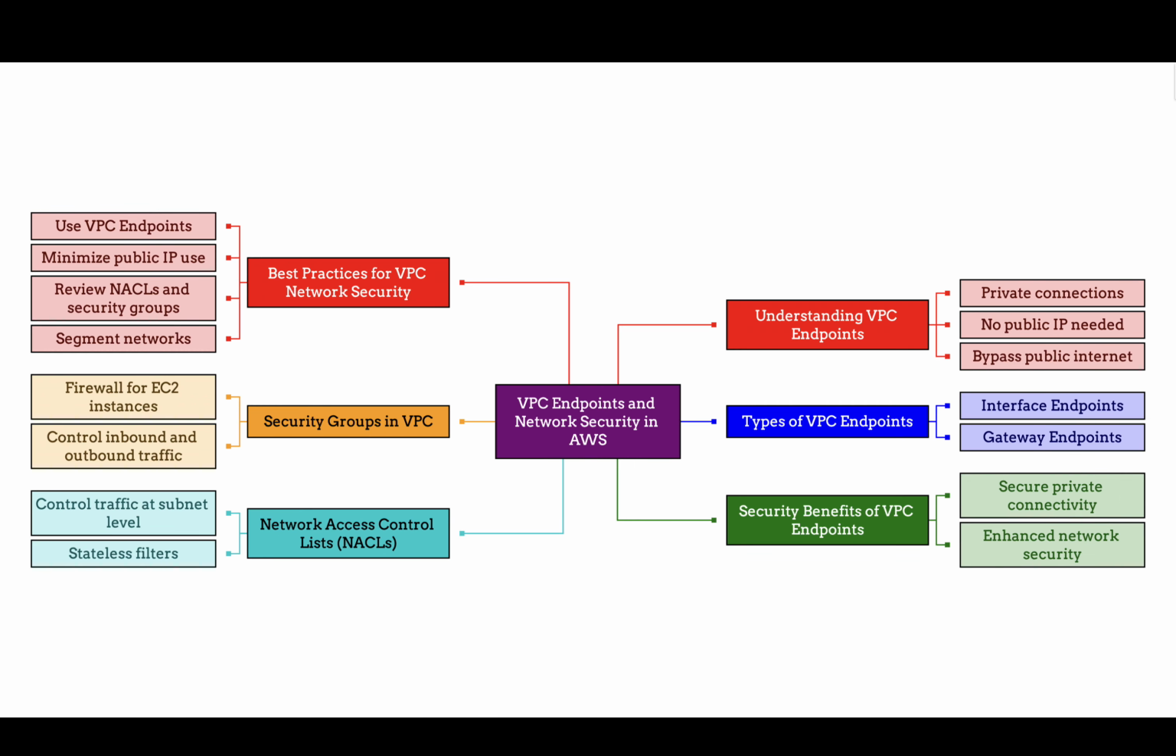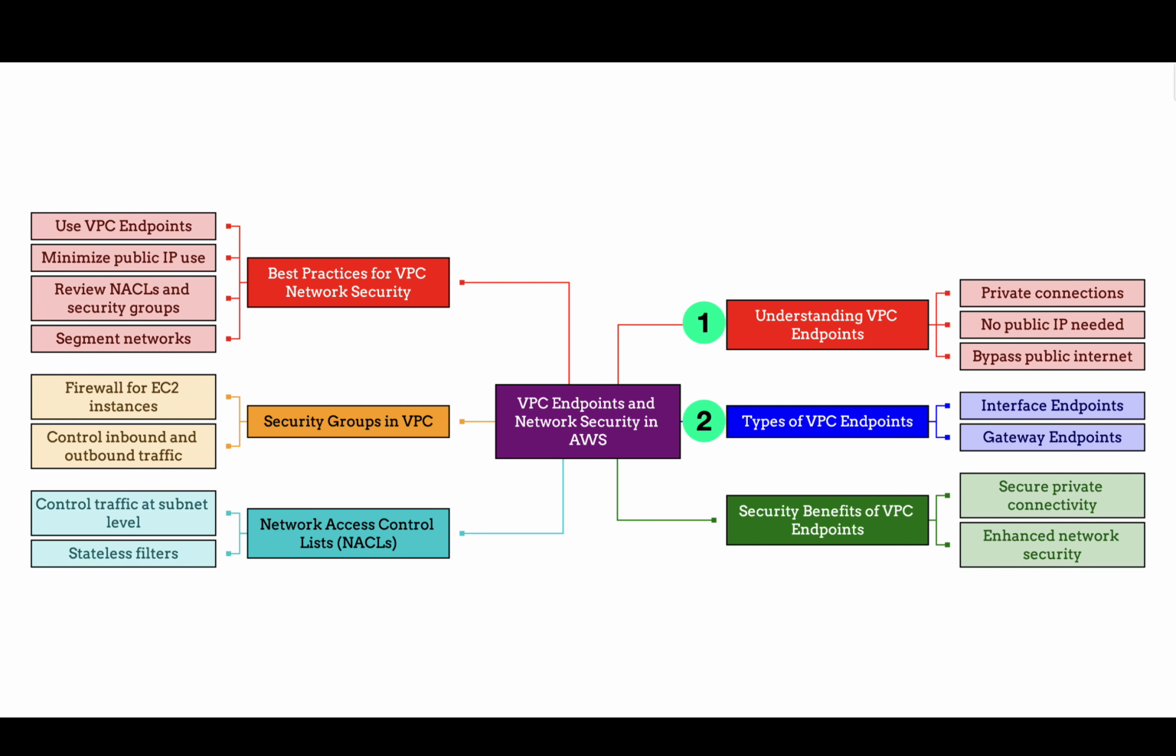VPC endpoints and network security in AWS. 1. Understanding VPC endpoints. VPC endpoints enable private connections between Amazon VPC and AWS services without the need for a public IP address or traversing the public internet.